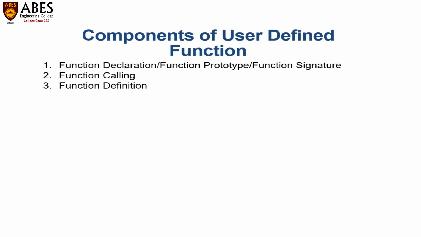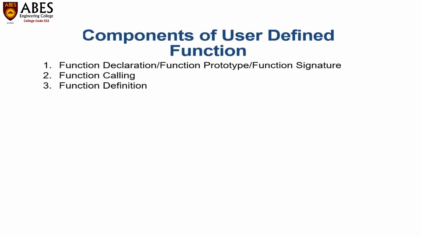There are three components of the user-defined function. First one is the function declaration. It is also called the function prototype and the function signature. The signature is required at the time of linking. Another one is function calling. In function calling, we are using the function, most probably in the main function. And the third and most prominent part of the function is the function definition, where you define all the mechanisms and the task of a function, what your function will perform. So these three components are required for the user-defined function.